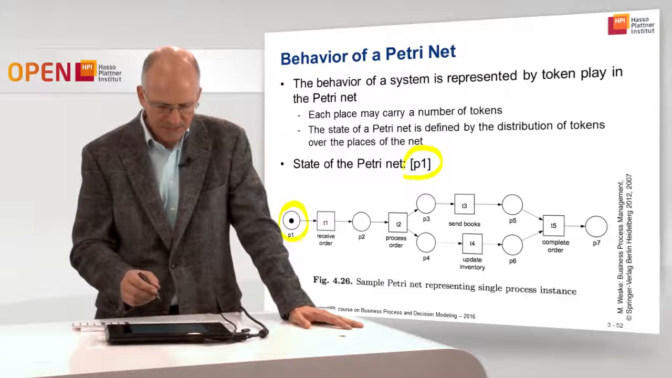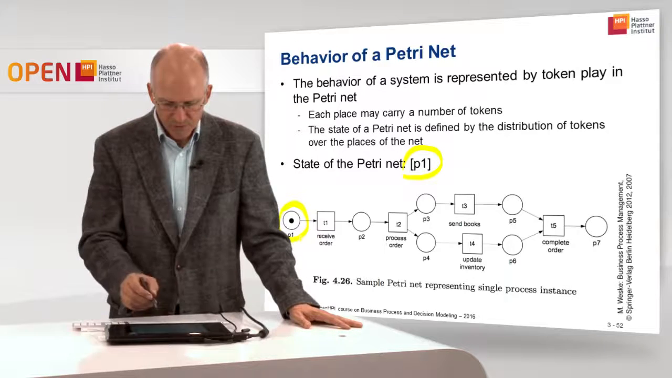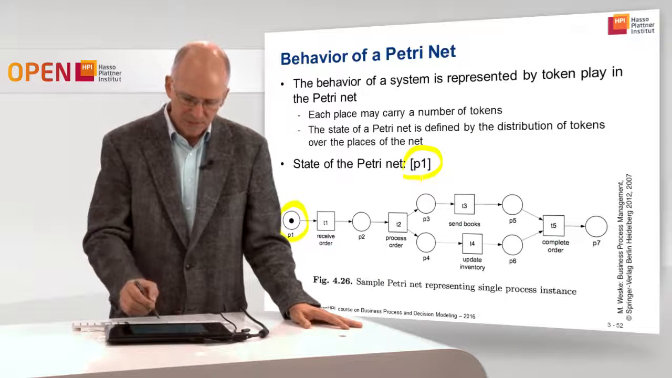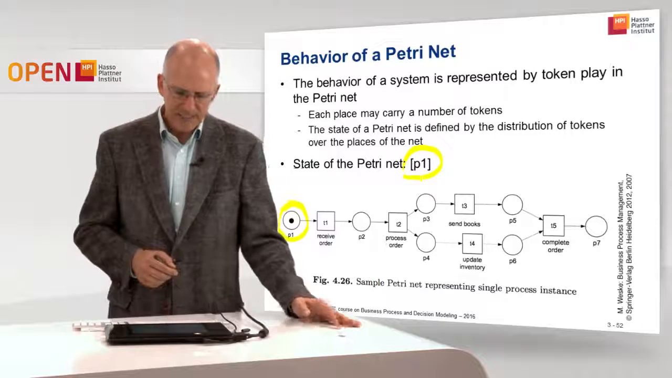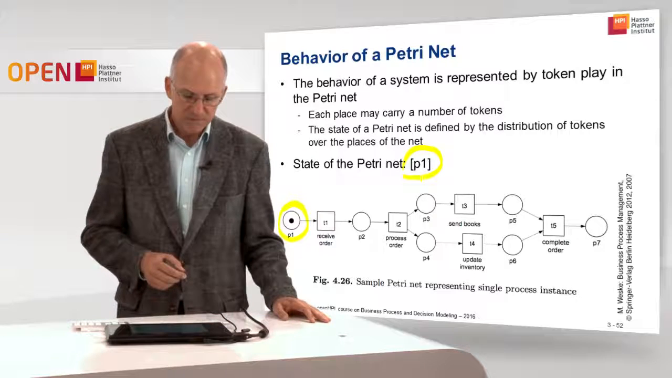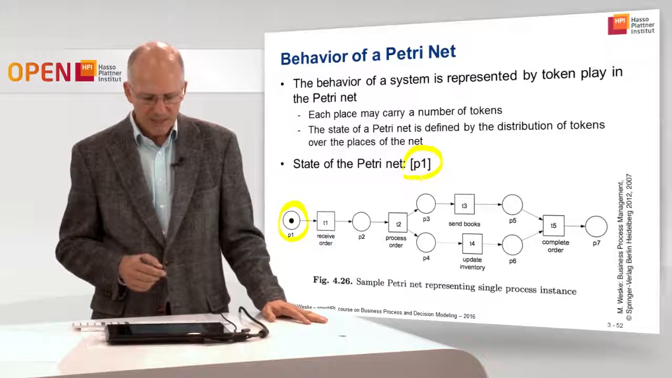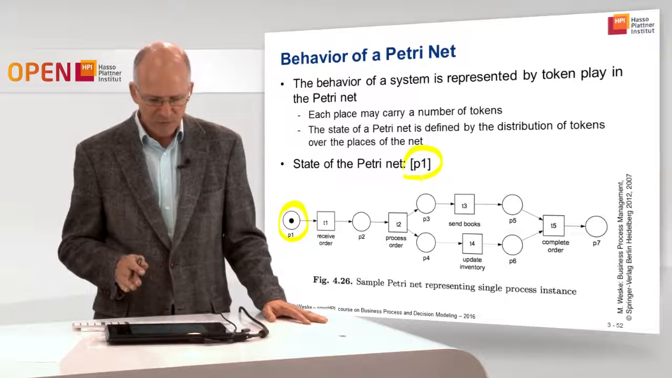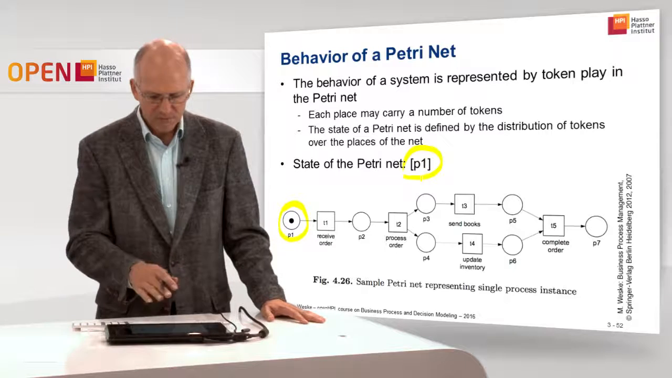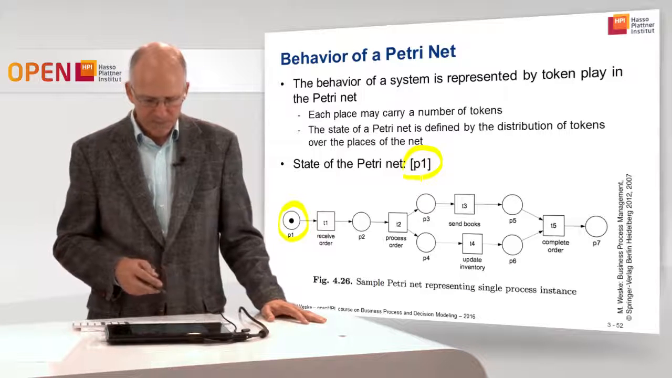All right, so here we have the state of the Petri net that is P1, which means there's one token in place P1. We use these brackets to indicate which places actually have tokens on them. And in our examples, we just have one token at most on each place. Therefore, we can just use the name of the place to indicate that there's one token on this place.